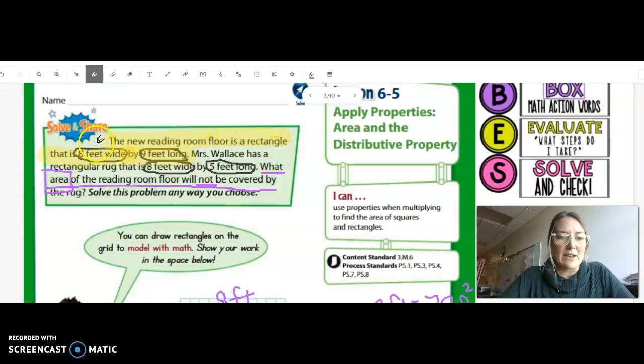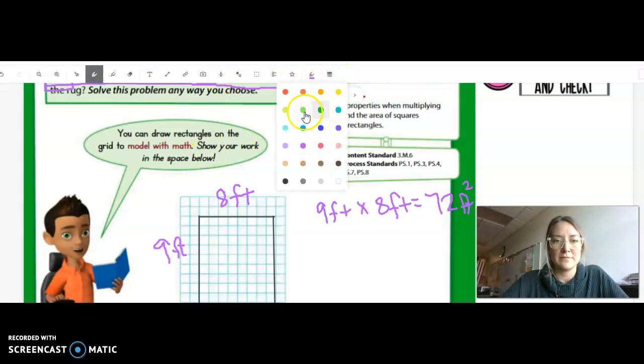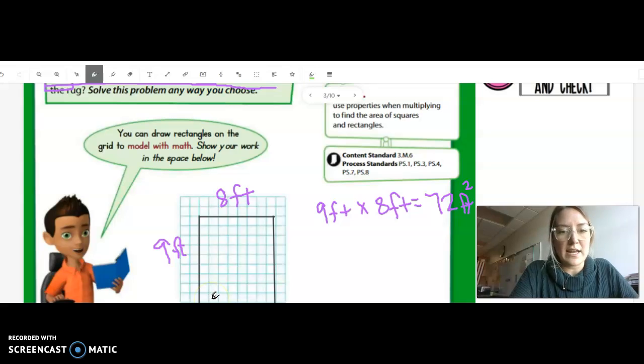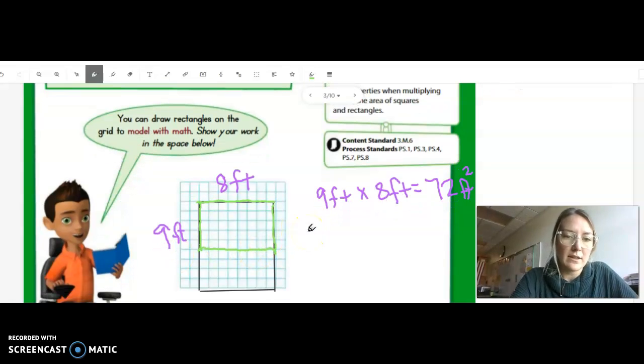Mrs. Wallace has a rectangular rug that is 8 feet wide and 5 feet long. So I'm going to use a different color for this one. She said it is 8 feet wide and 5 feet long. 1, 2, 3, 4, 5. I can finish that rectangle. I want to make sure that it is inside the room starting on the side so I can compare how much leftover room there will be.